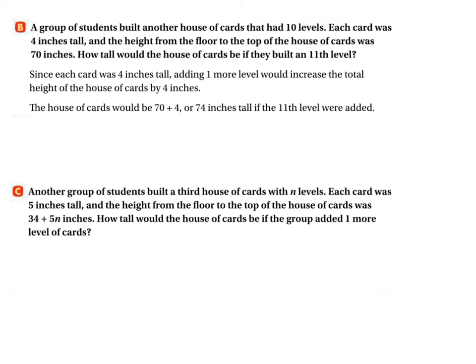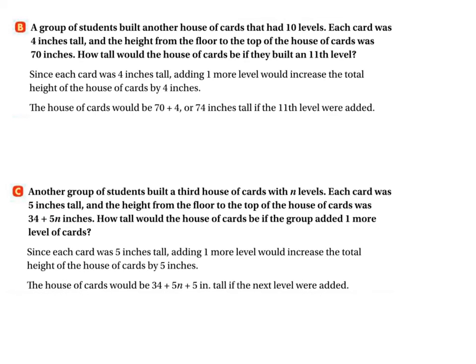Well, adding one more level would add what more? We would be adding one more group of 5 inches. So how can we take that? Well, we're adding 5 more inches on. Since each card is 5 inches tall, adding one more level would increase it by 5 inches. So now we've got the original expression, which is 34 plus 5n, and then we just add 5 inches onto that. And of course we can combine this right here.